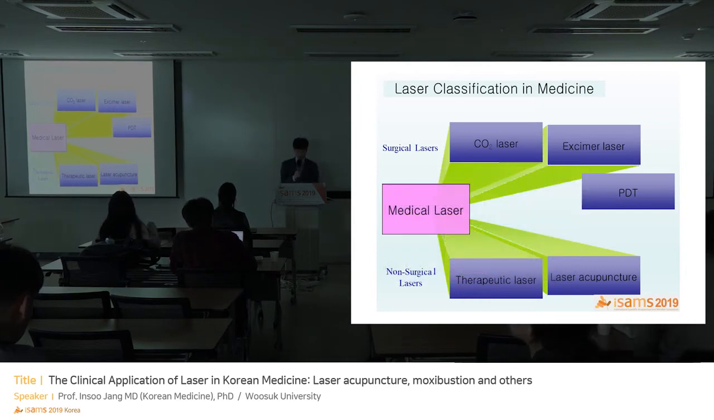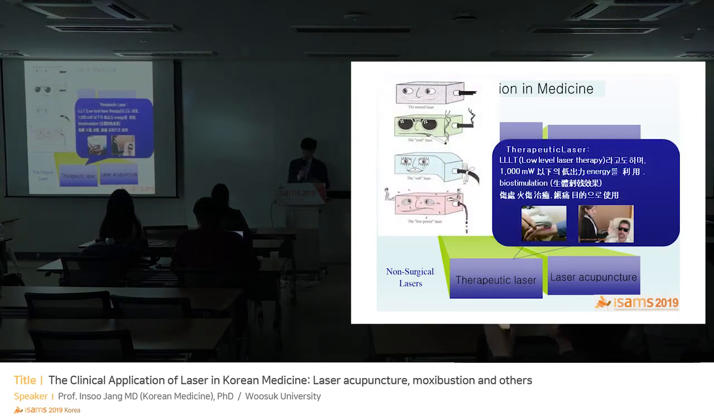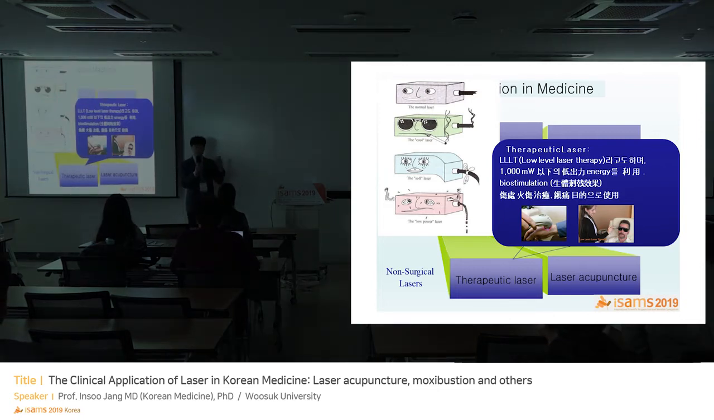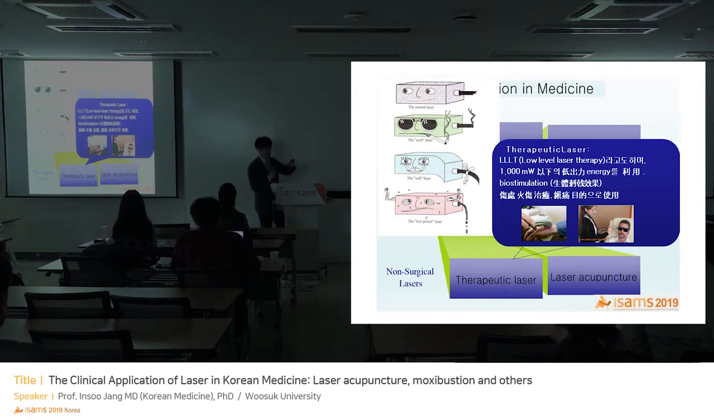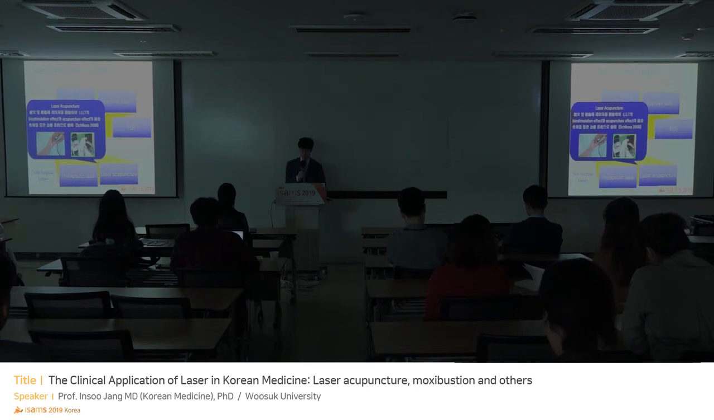And then the other part of the medical laser is non-surgical lasers. We divide them into therapeutic laser and laser acupuncture. The therapeutic laser, sometimes we call it the low-level laser, LLLT. LLLT is a very traditional name in this field. It's mainly less than 1,000 milliwatt, low power energy, used to treat wound healing, burns, and pain management. And the last one is laser acupuncture.